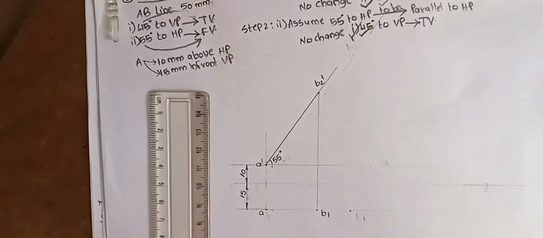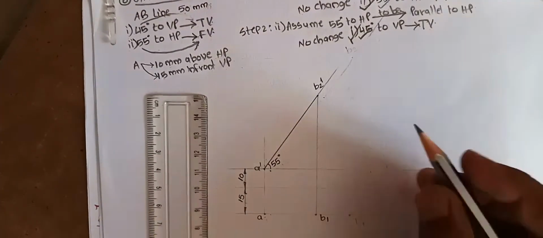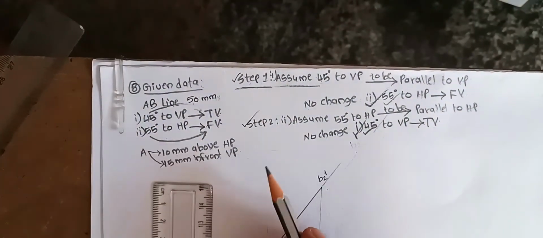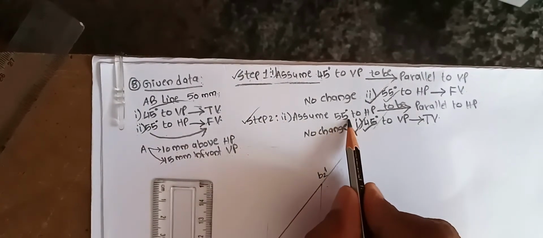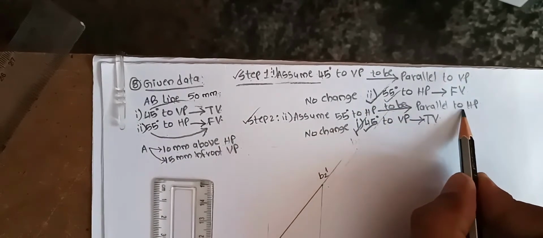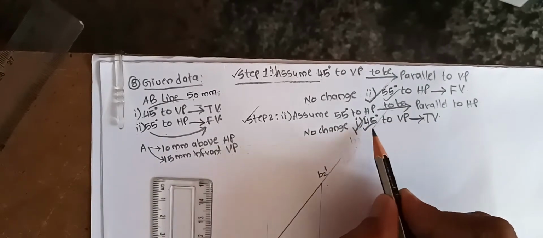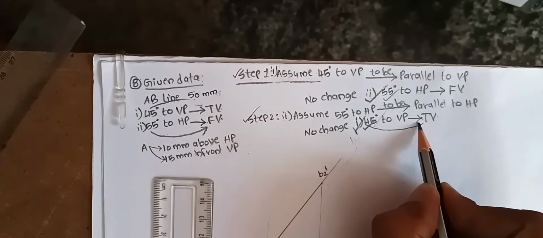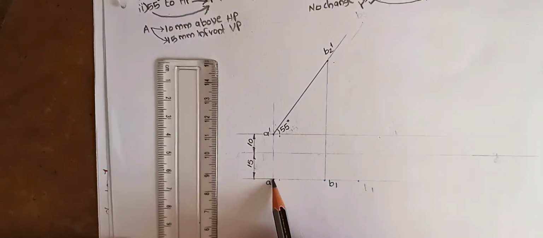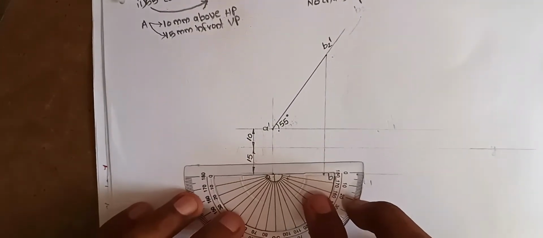Next we have to consider the second case, students, that is step 2. In step 2 we are going to assume that 55 degrees to HP is parallel to HP. That means now we are considering the 45 degrees to VP. Where can we see that 45 degrees to VP? In top view. So from A we have to make an angle of 45 degrees.